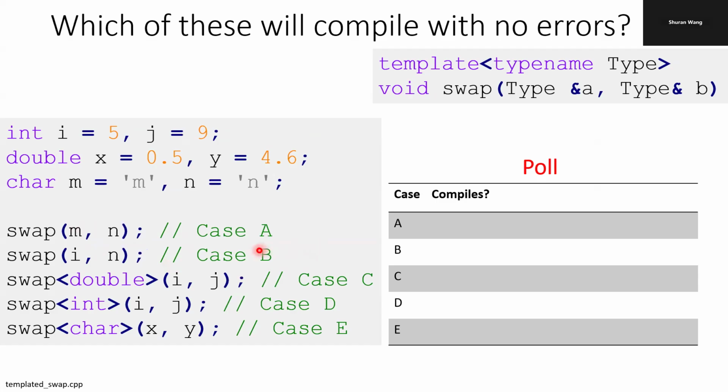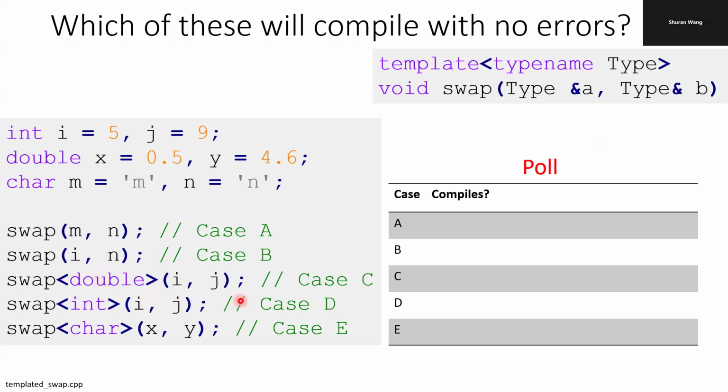Who thinks case B can compile? Who thinks it doesn't compile? And why not? Can we have someone else to answer? One of them is an integer, one of them is a character. So it doesn't compile if they are not of the same type.